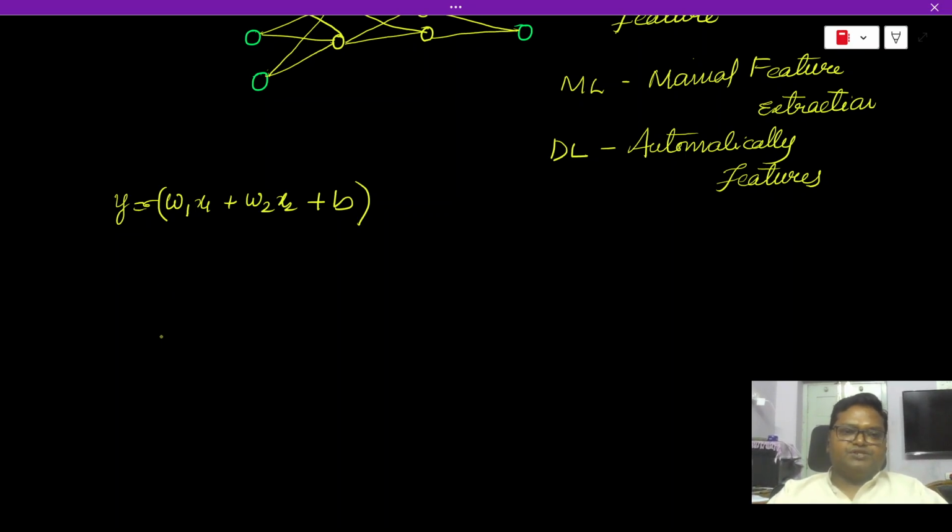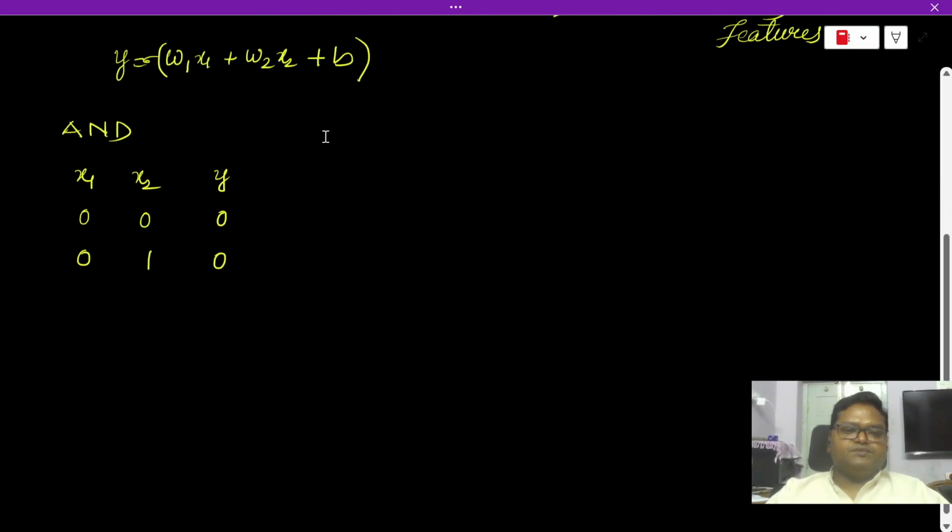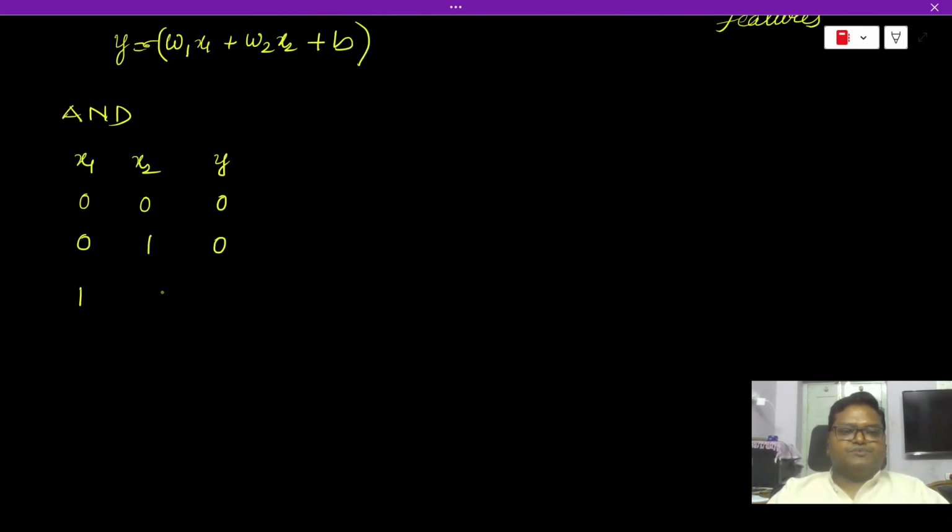That is a classic machine learning problem. For example, you have the AND gate. What is the AND gate? Inputs x1, x2 and output y. When x1 is 0, x2 is 0, x1 and x2 is 0. 0 and 1 is 0. 1 and 0 is 0. 1 and 1 is 1. So all three are negative and this is positive.